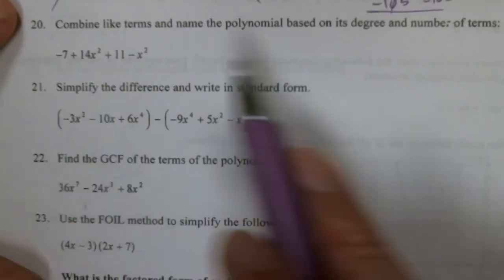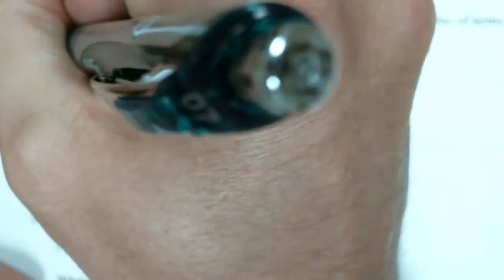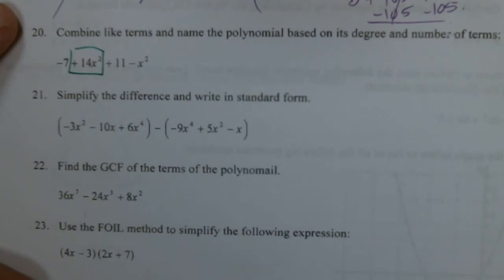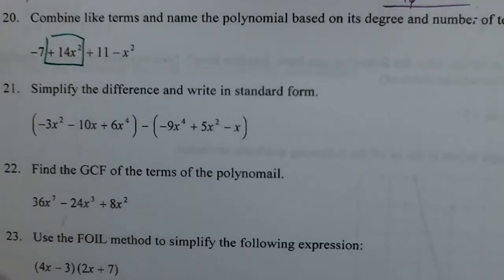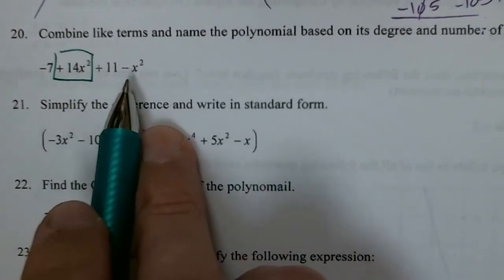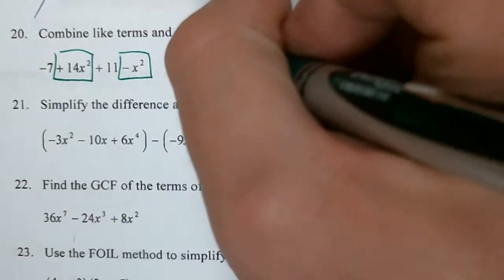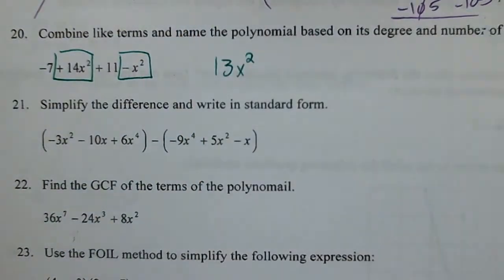So I've got an x squared here. I'll do this in different colors. I've got a 14x squared here. Let me maybe zoom in a little bit for the algebra stuff. Okay, we've got a 14x squared here. I've got a negative x squared here. So those are my apples. I have 14 apples minus 1 apple. I have 13 apples. I have 13 x squareds.